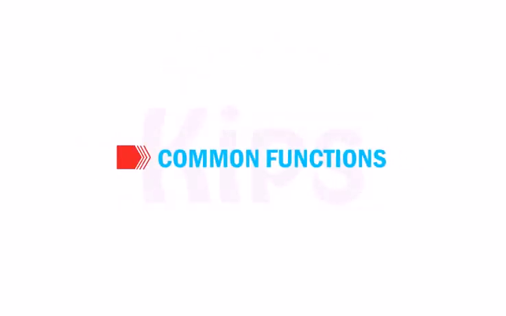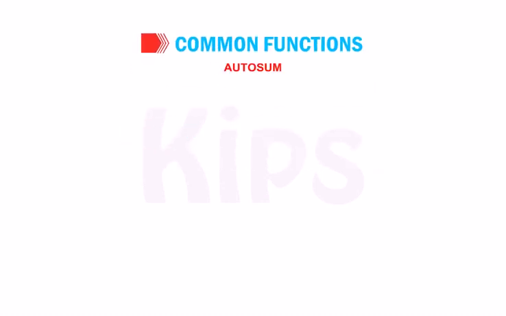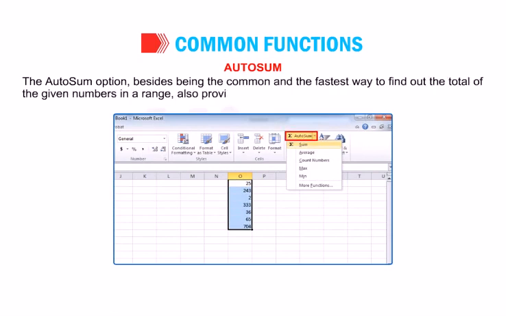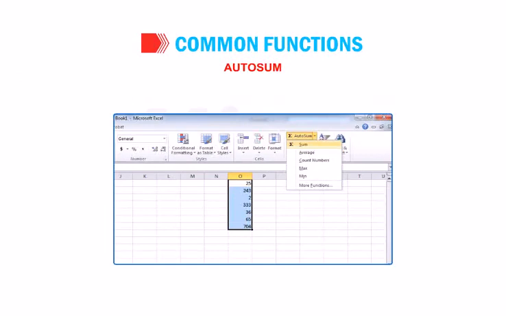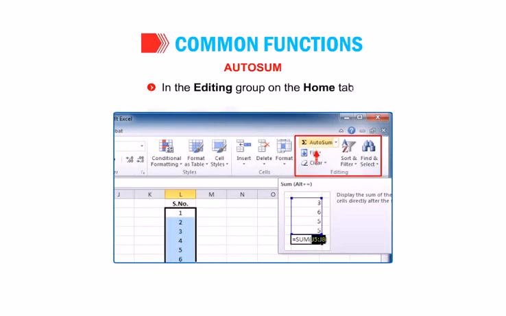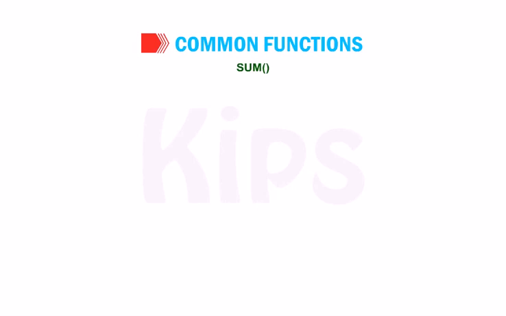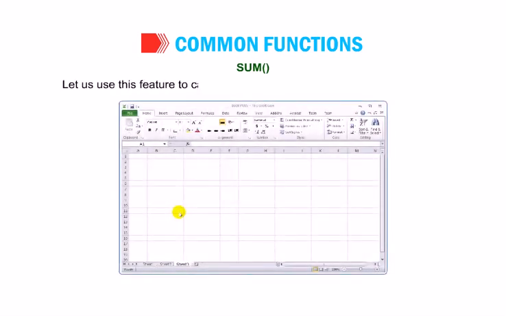Now let us talk about the common functions. AutoSum. The AutoSum option, besides being the common and the fastest way to find the total of the given numbers in a range, also provides options to find average, count, maximum, minimum, etc. You can find this option at two places: in the Editing group on the Home tab, and in the Function Library group on the Formulas tab. The SUM function returns the total of the range values. SUM(). Let us use this feature to calculate the total of marks obtained by Anuj.